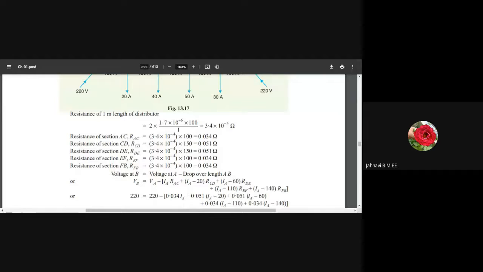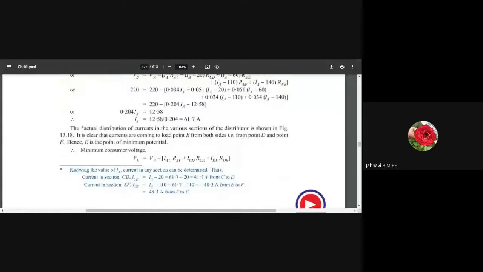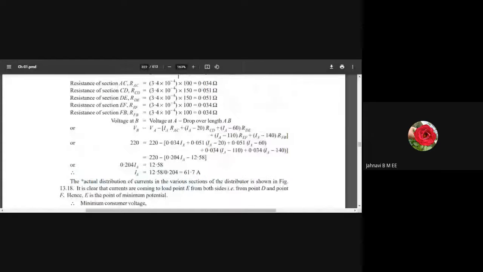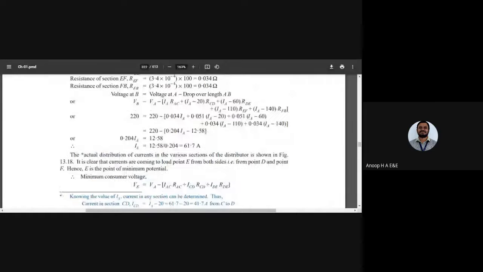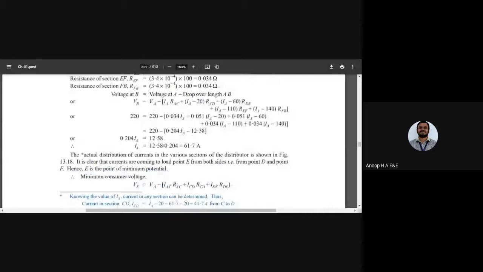So resistance at section AC is 0.034. Okay, then resistance at sections CD and DE both are 0.051. Good. Then for resistance at EF and FB, both will be 0.034. Okay, very good answer.